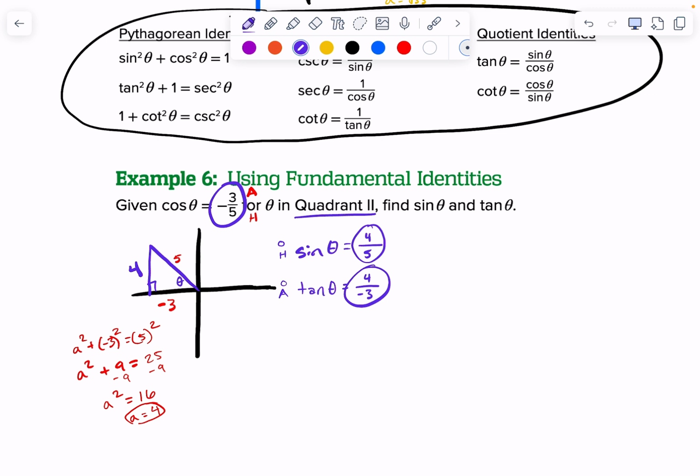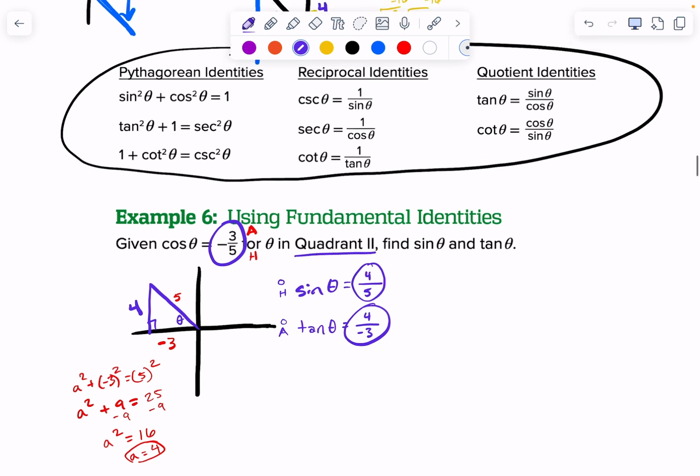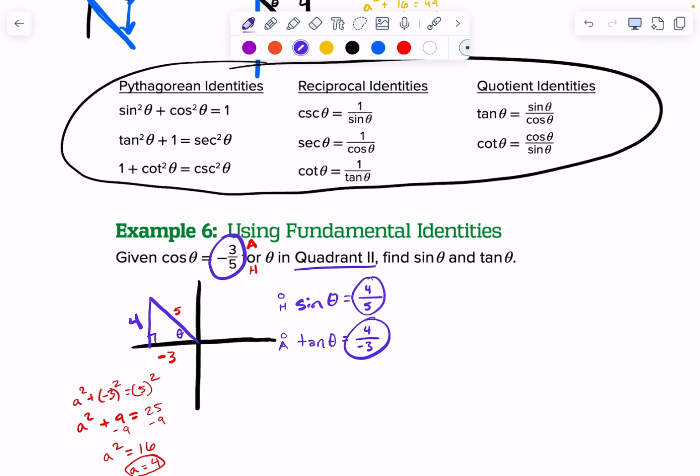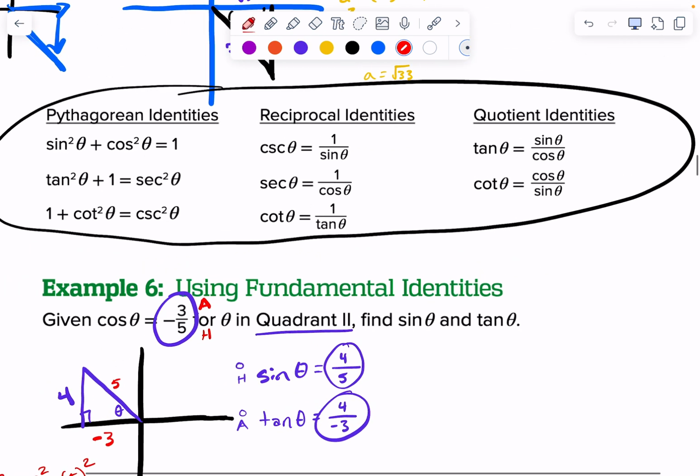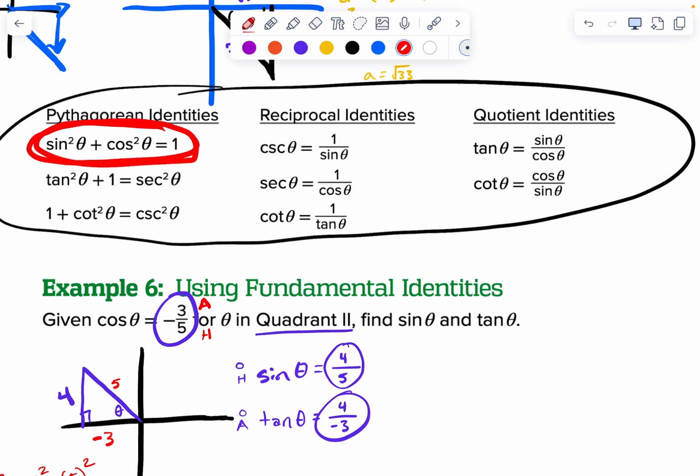Good? All right. Now, just FYI, one more thing I want to add. Are you ready? This is going to look really foreign and kind of confusing, so you've got to listen. I'm going to pick on this one right here. Do you see where it says sine squared theta plus cosine squared theta equals 1?